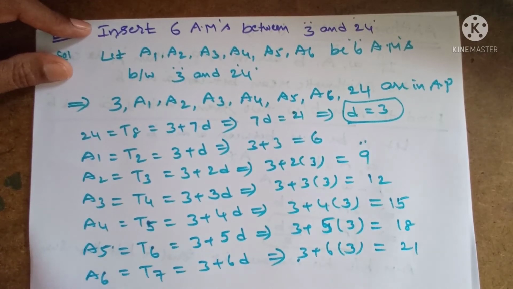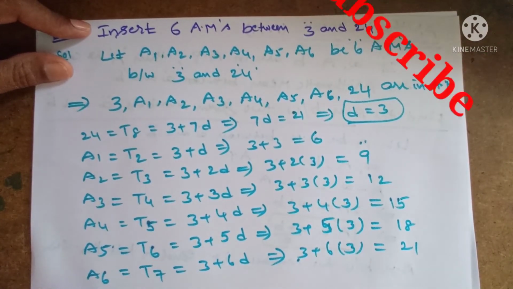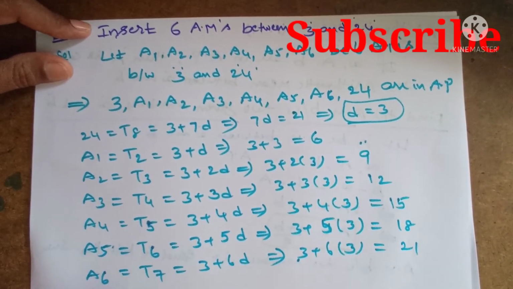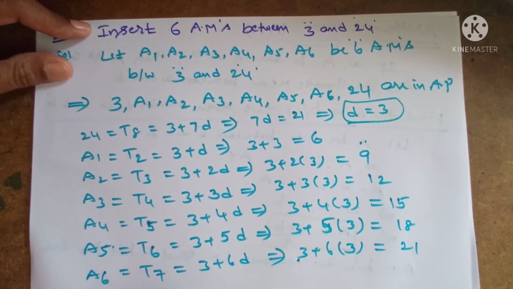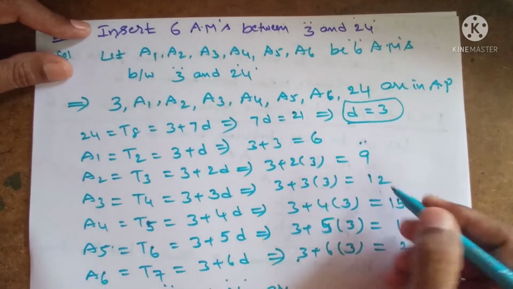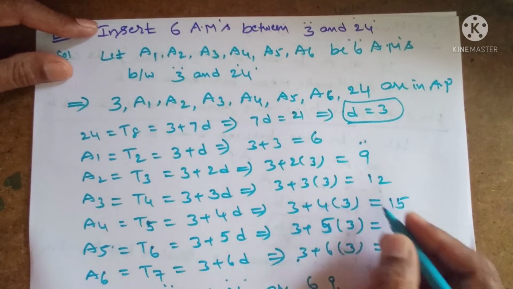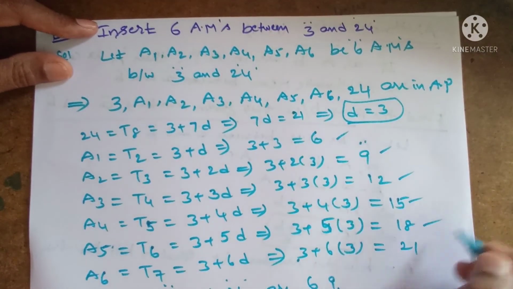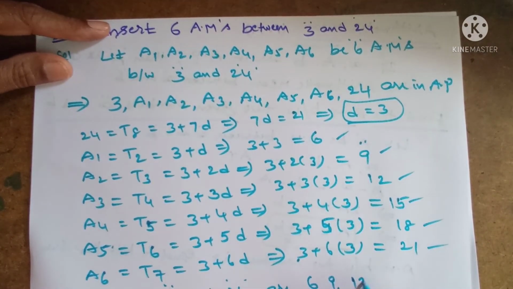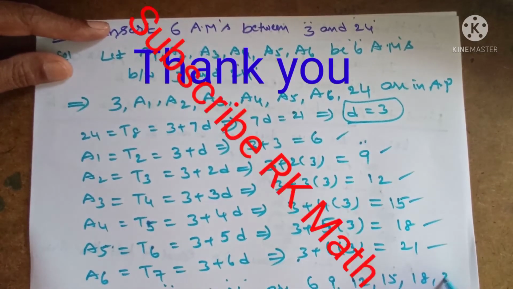Now, 6 AMs between 3 and 24, what are the numbers? 6, 9, 12, 15, 18, 21.